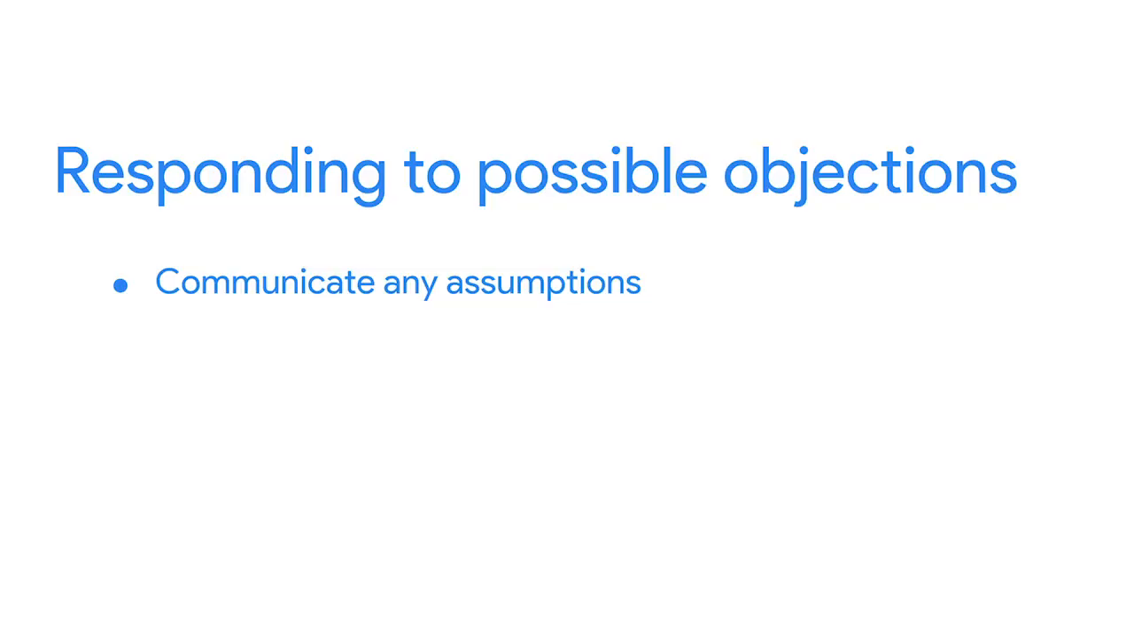Now that you know some of the possible kinds of objections your audience might raise, let's talk about how you can think about responding. First, it can be useful to communicate any assumptions about the data, your analysis, or your findings that might help answer their questions. For example, did your team clean and format your data before analysis? Telling your audience that can clear up any doubts they might have.